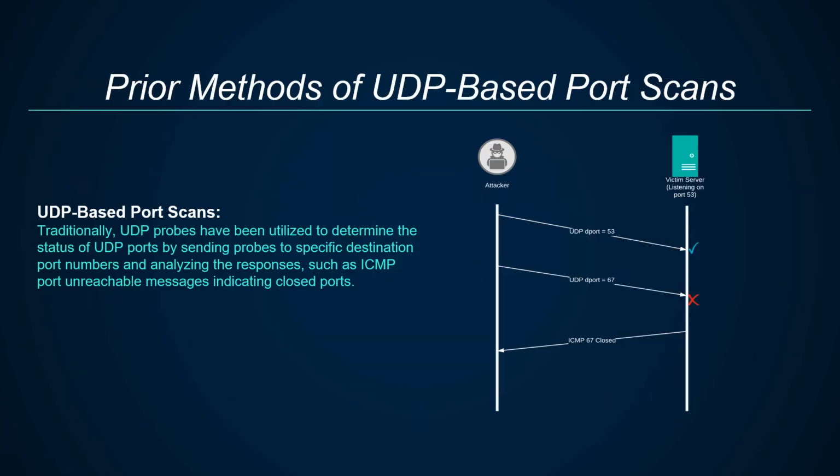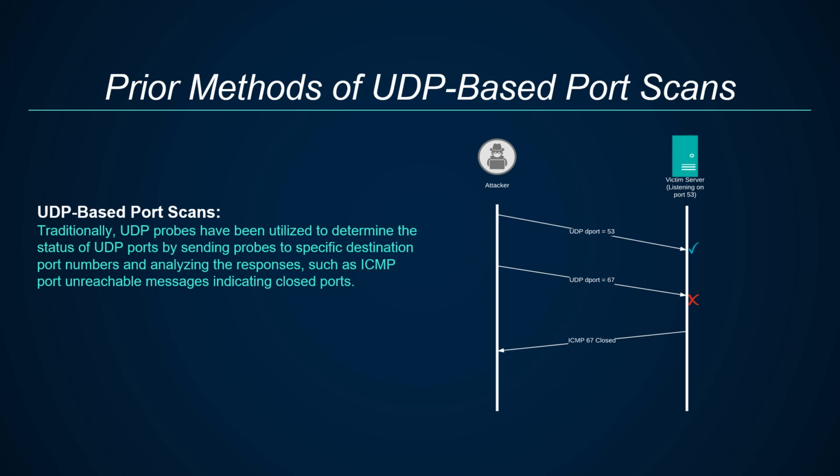Traditional methods. UDP based port scans. UDP based port scans are a traditional method utilized to determine the status of UDP ports. These scans involve sending probes to specific destination port numbers and analyzing the responses received, such as ICMP port unreachable messages, which indicate closed ports.